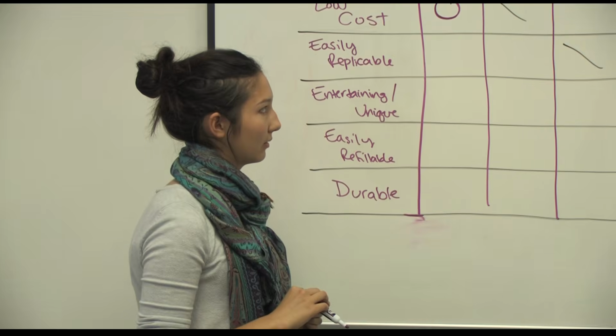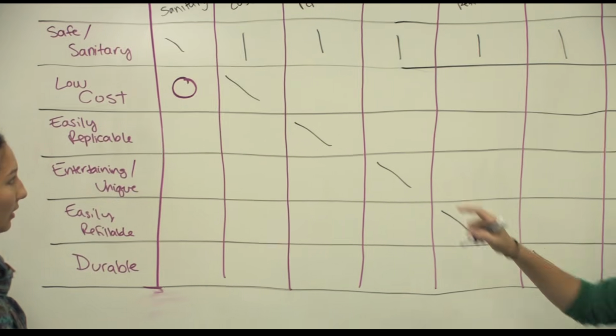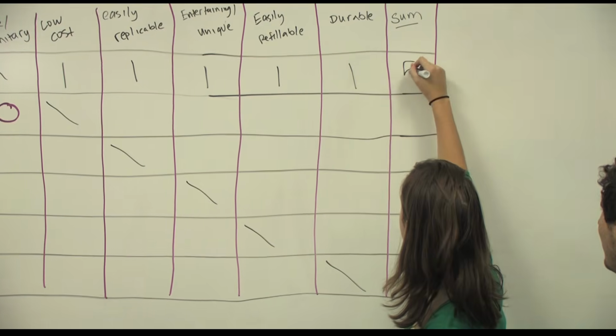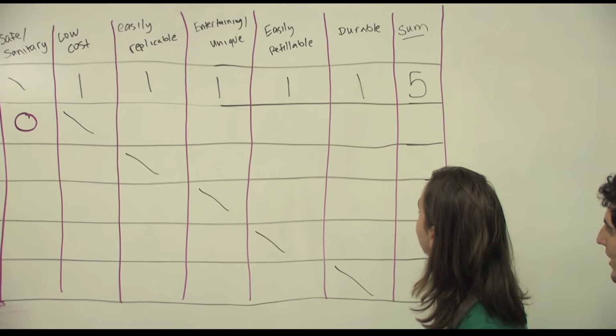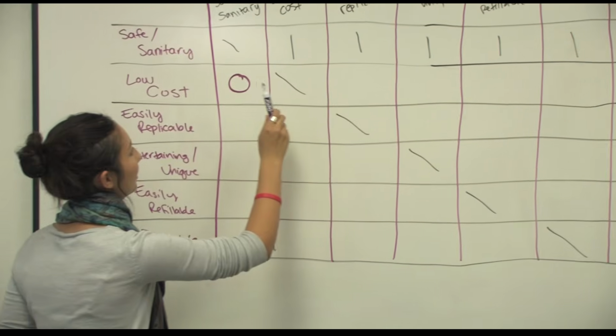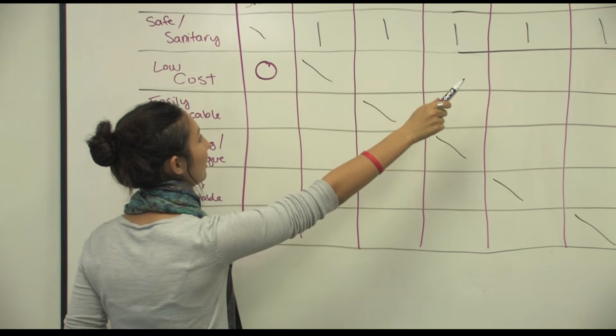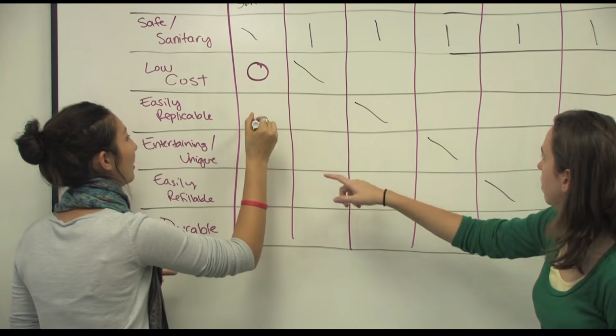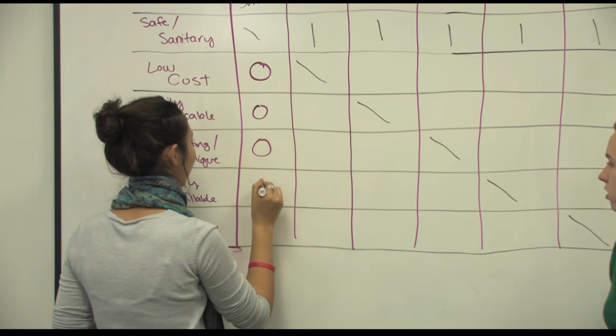More important, I guess. Okay. And so we have the sum, which would be 5. I think that did pretty well, so I guess we'll find out what that means in the end. And then since safety and sanitary is consistently better than all of these, we have to make these symmetric. Oh yeah, they kind of add to one, right? Yeah. Okay. So it just goes down. Let's fill that in.